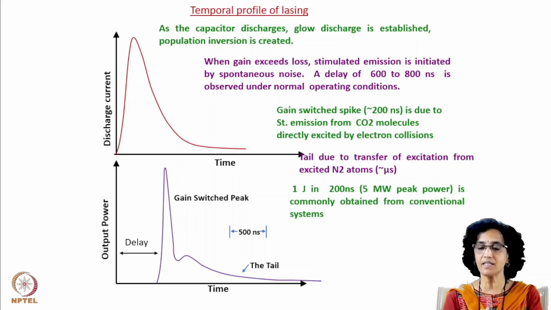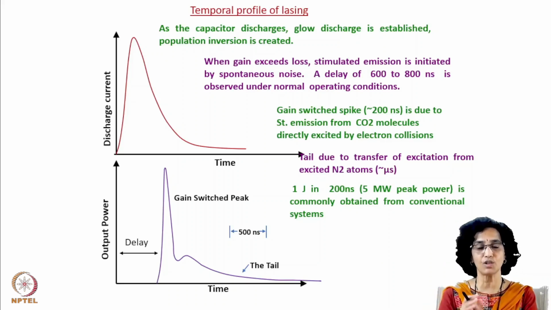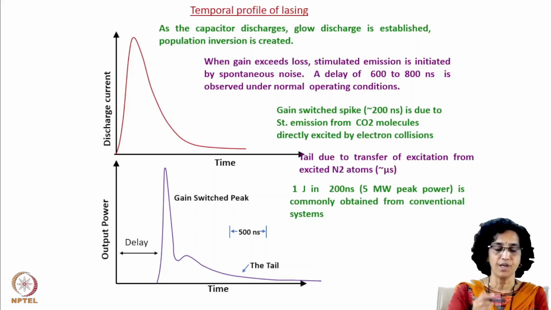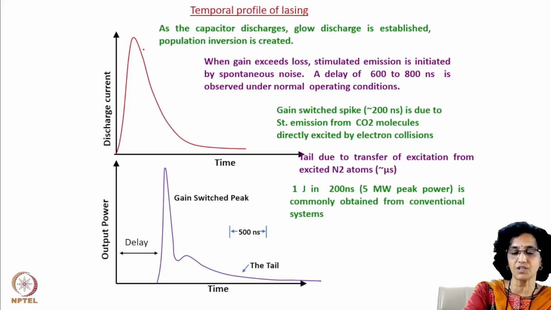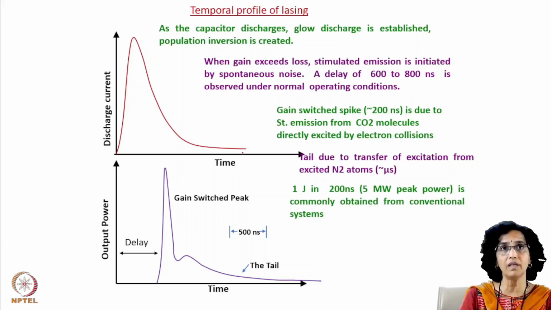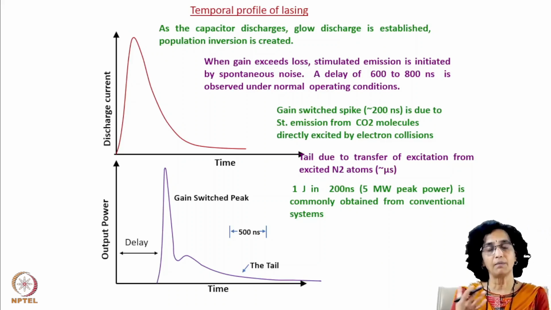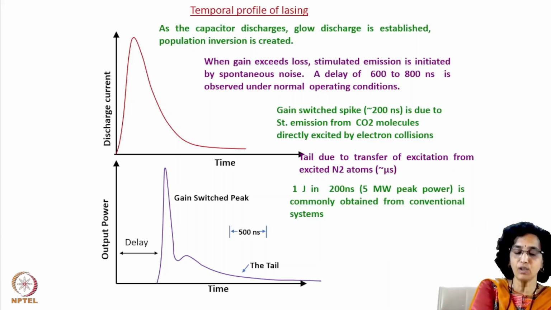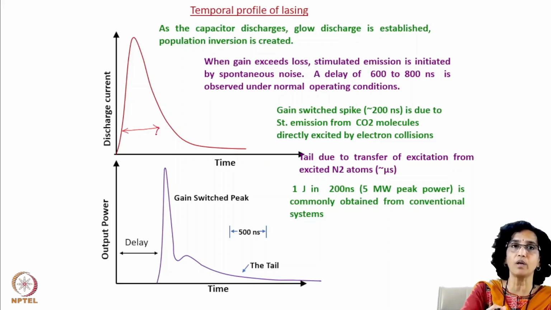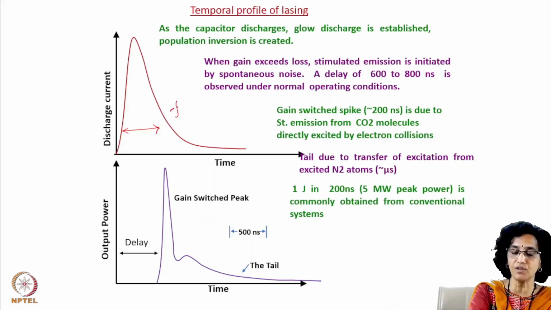So now let us see what the temporal profile of lasing looks like. As the capacitor discharges, we know that the glow discharge is established and population inversion is created. So this is the discharge profile of the capacitor discharging into the laser loop, right? So this is the discharge current. We just now saw that this peak current can be kiloamperes, and the duration of discharge, we do not want it to exceed a microsecond. Definitely, it is a few hundreds of nanoseconds.